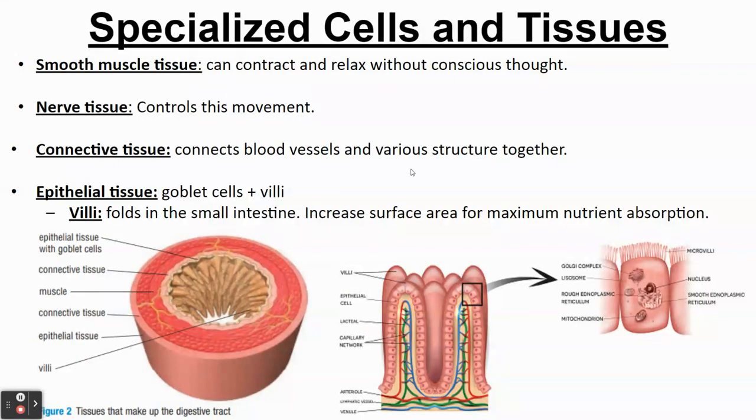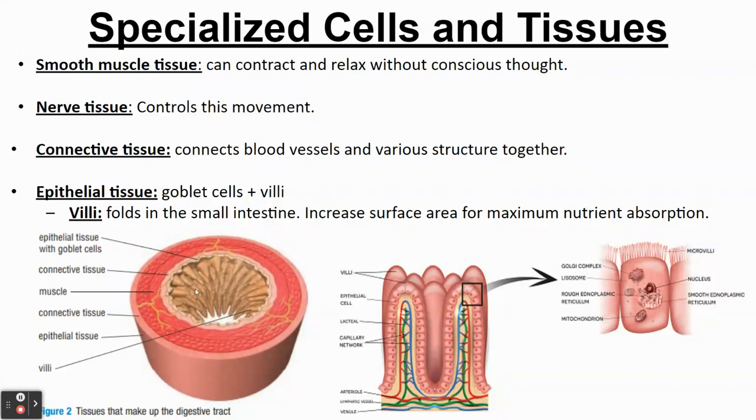So, what allows the small intestine to be so good at that job? Well, first of all, the small intestine again has a smooth muscle tissue like the rest of your intestinal tract, to allow it to move and do stuff without you thinking about it. Nervous tissue to control that movement. Connective tissue, so a lot of blood vessels around, and it has epithelial tissue with specialized cells. And the ones we're going to focus on are these villi. So if you were to zoom in to your intestine, you'd see these little folds in the intestine, and those little folds are called villi.